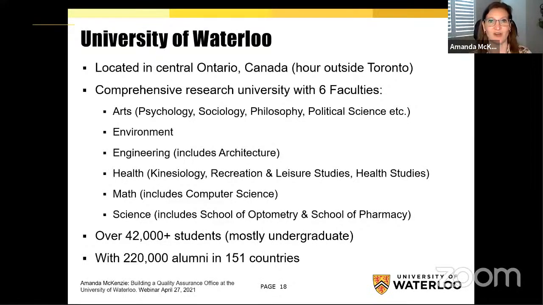We've also had Stephen Hawking come and visit our campus as well. So the key differentiators for Waterloo, two things that really make our university stand apart, is our cooperative education program.